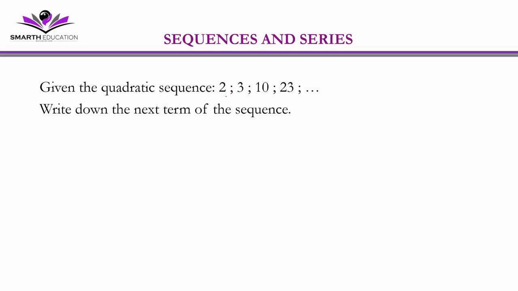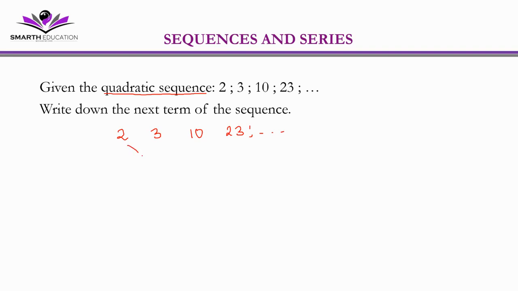Given a quadratic sequence 2, 3, 10, 23, write down the next term of the sequence. So we have to extend this sequence here. We're given that this is quadratic, so it means the first differences form a linear pattern and the second differences are constant. So we have 2, 3, 10, 23.